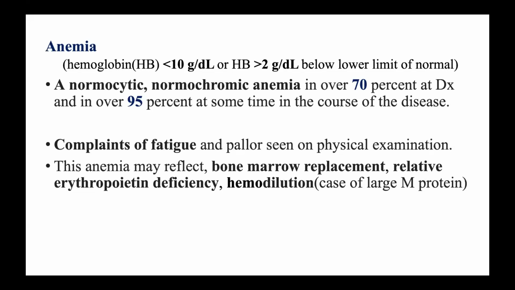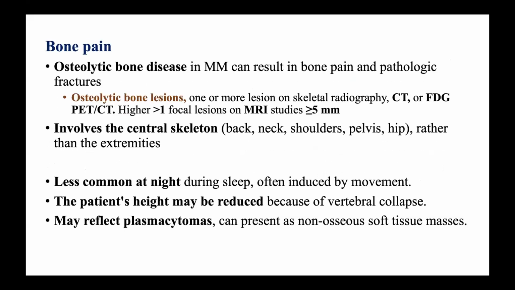This anemia may reflect the bone marrow replacement by these malignant plasma cells, erythropoietin deficiency due to kidney damage, and also hemodilution due to a large amount of proteins in circulation. We will also find bone pain amongst these patients.